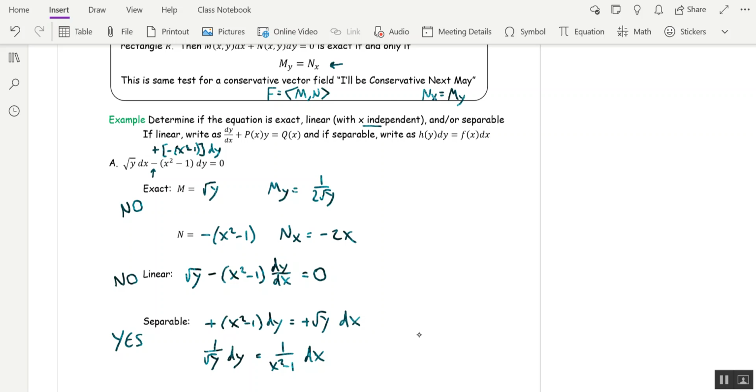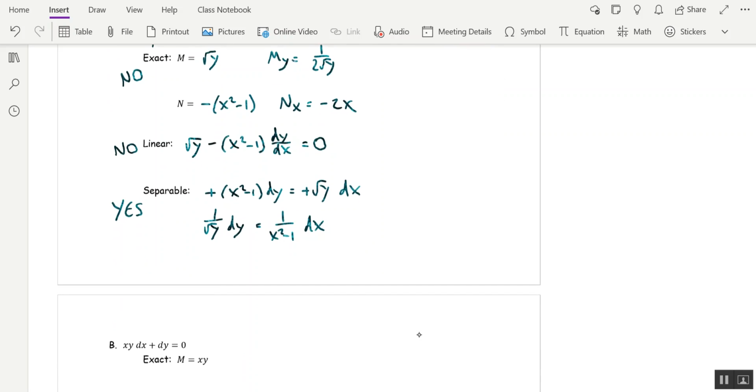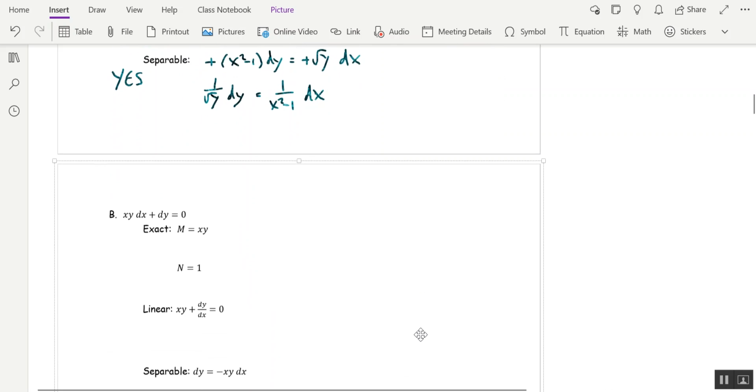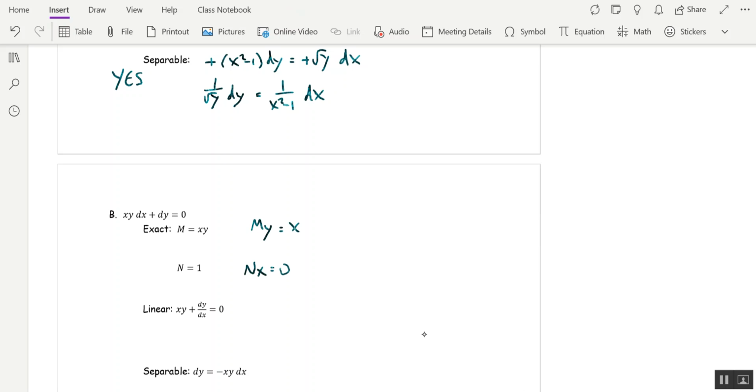Okay, next one. Now on these examples, I've already done some of the grunt work for us. I've written down what M is and what N is. M_y is x, and N_x is 0, so that's a big no, because those are not equal.